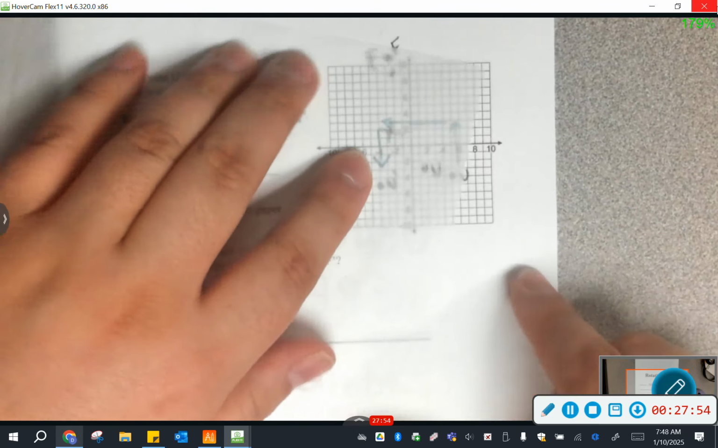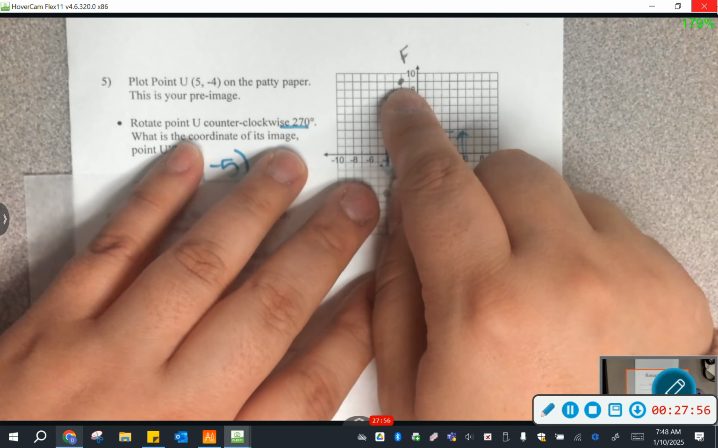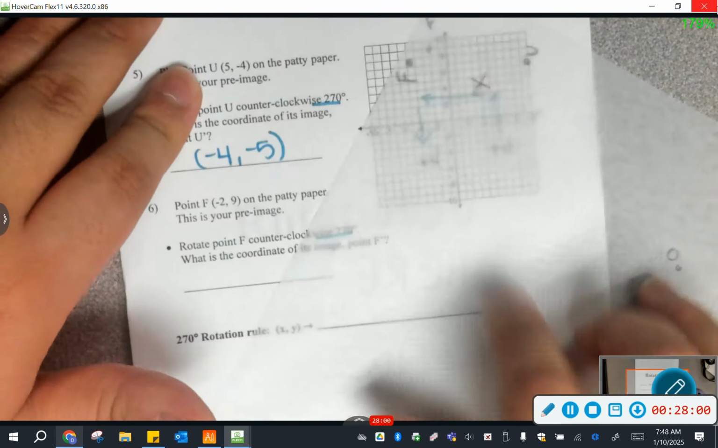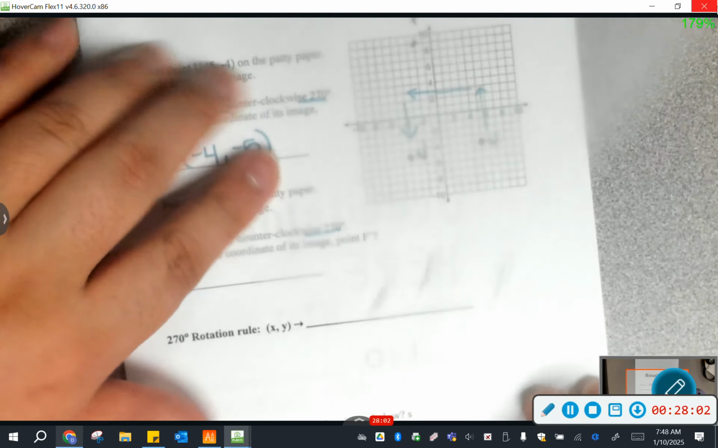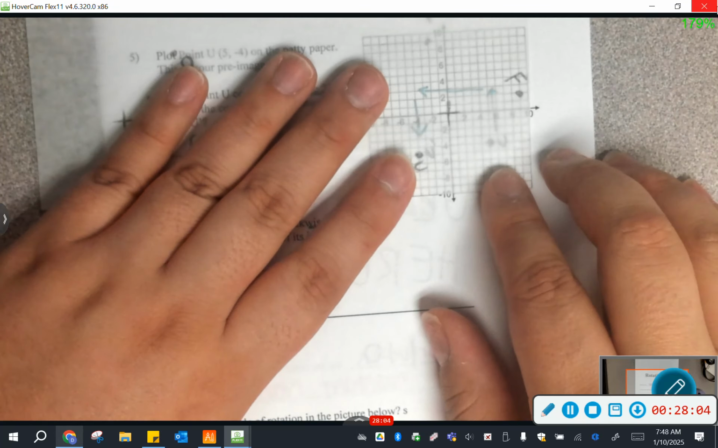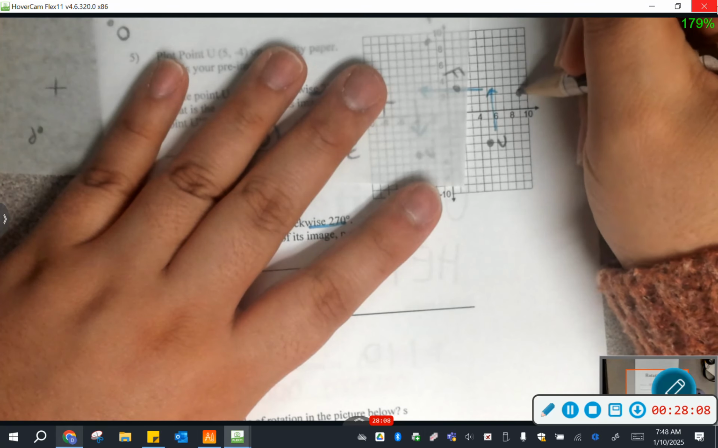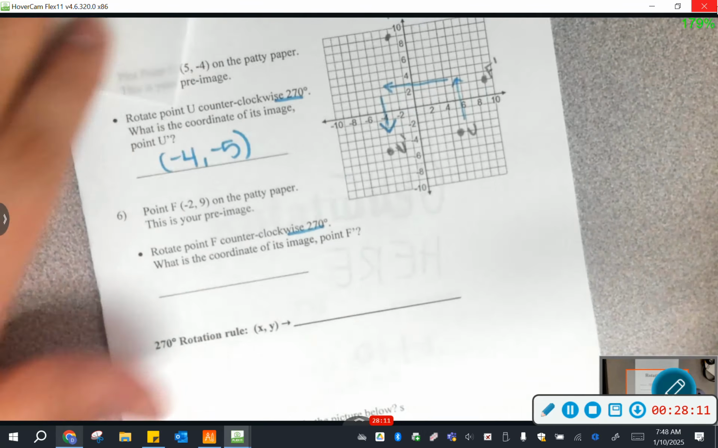Here, watch. You did it right here. Did you plot your point right here? Yeah. It's the right spot? Okay, so from there, I'm going to turn it 1, 2, 3. Where do I end up at? Does that make sense? +9, +2.